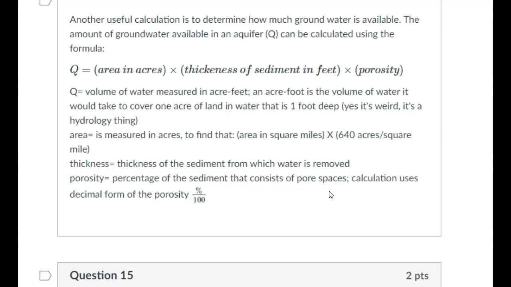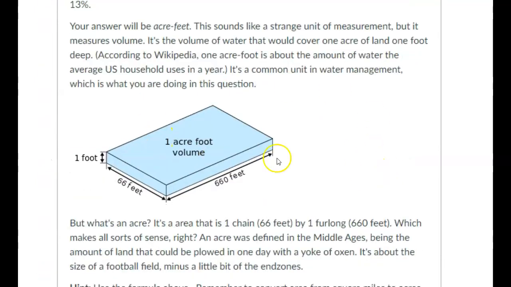And then if we know how thick that sediment is that's holding the water, we can then figure that out and multiply it by the porosity, how much open space there is. That'll give us the amount of water available in that unit, and then we can use that to evaluate how much water is available for where we live. So here's kind of an example of that.